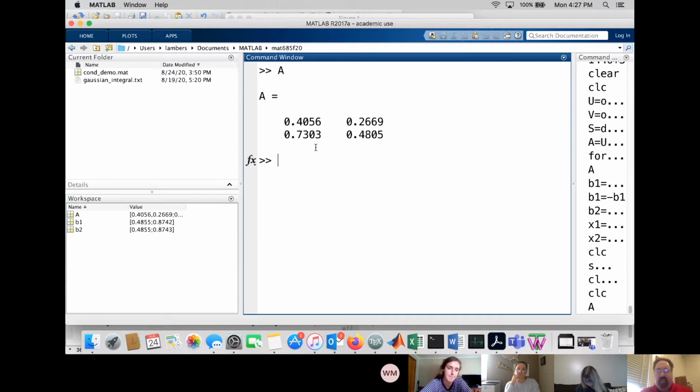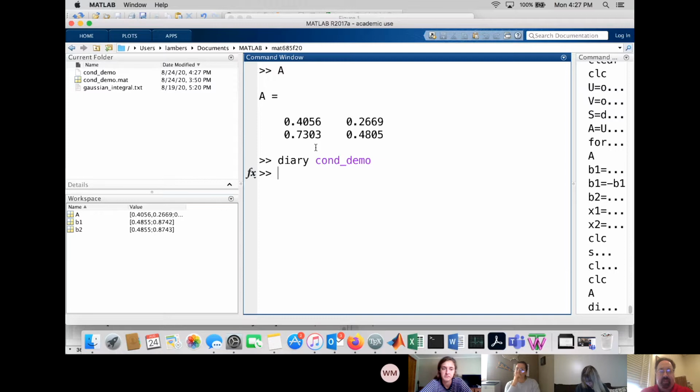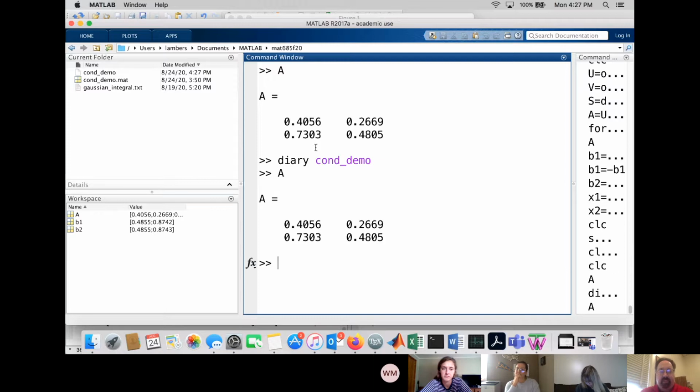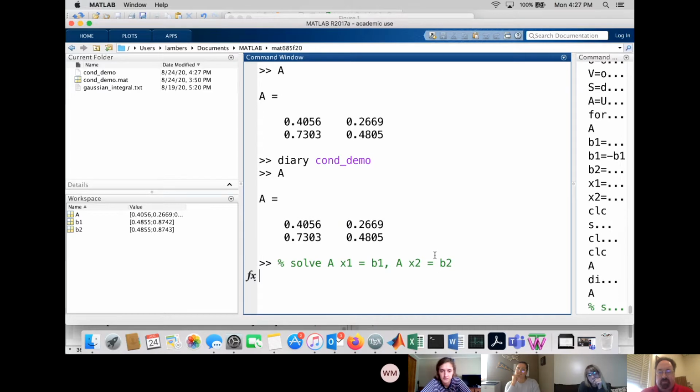I have here an ordinary looking matrix. All right, so there's our matrix A. I'm going to solve the system AX equals B, but I'm going to solve two of them. So I have two vectors, B1 and B2. I'll solve these two systems to get solutions X1 and X2.